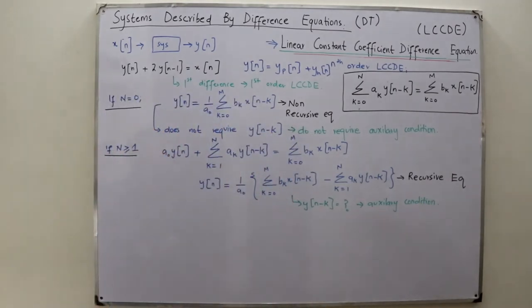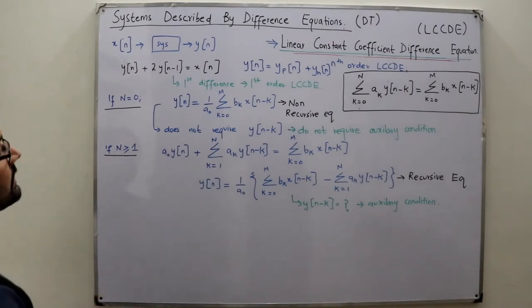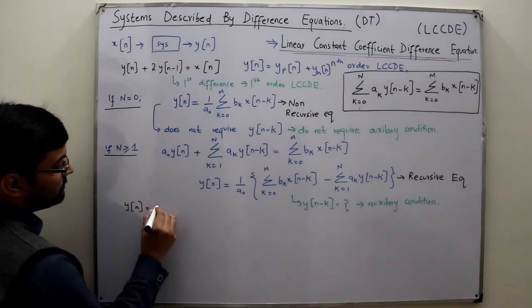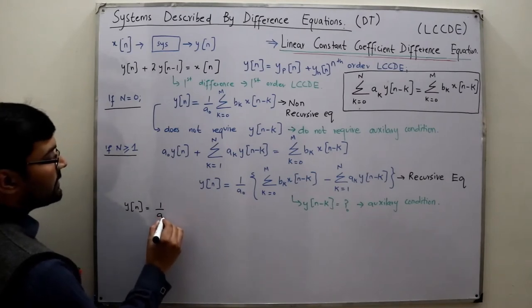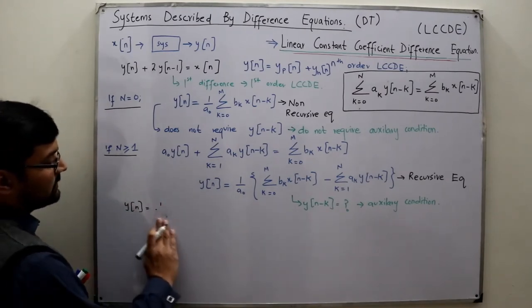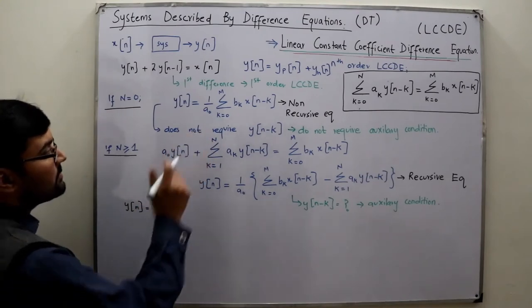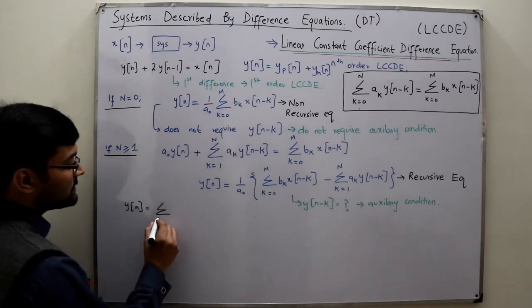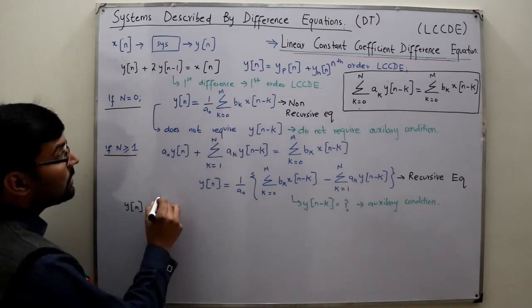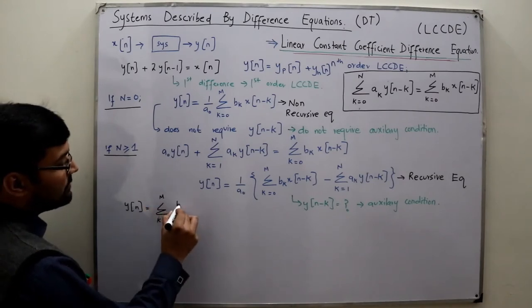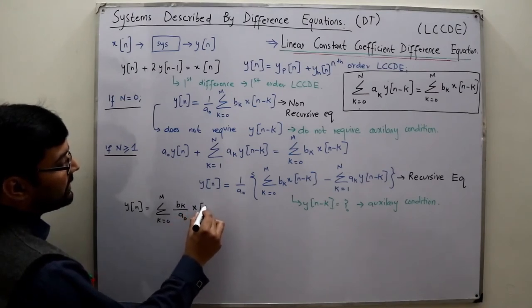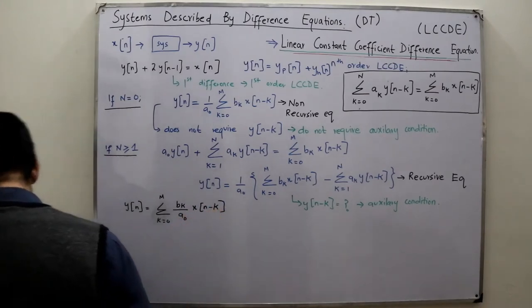Fine. Now if I talk about the non-recursive system, what do you have? You have y of n, which is equal to 1 upon a naught, and if I bring this a naught inside of the summation, because a naught is a constant, bk is a constant, so if I take bk outside or if I bring a naught inside, nothing happens. k running from 0 to m, you have bk upon a naught, you have x of n minus k. Isn't it like this? It is.